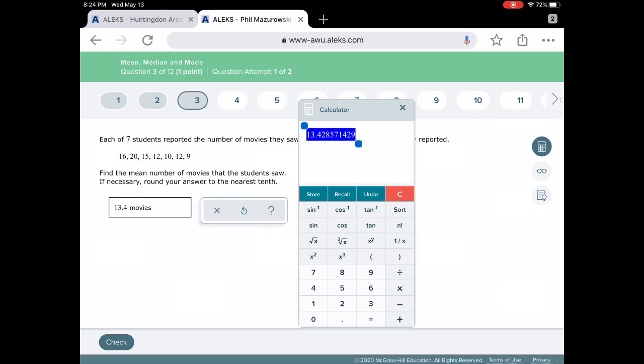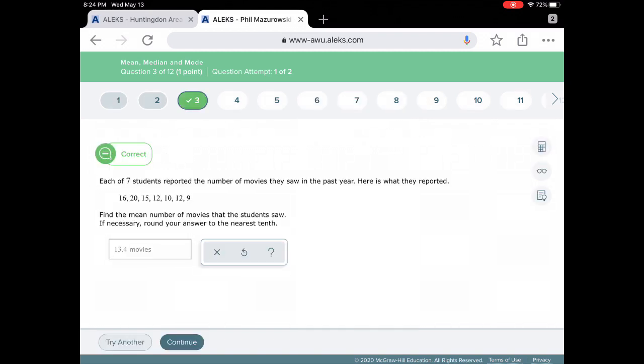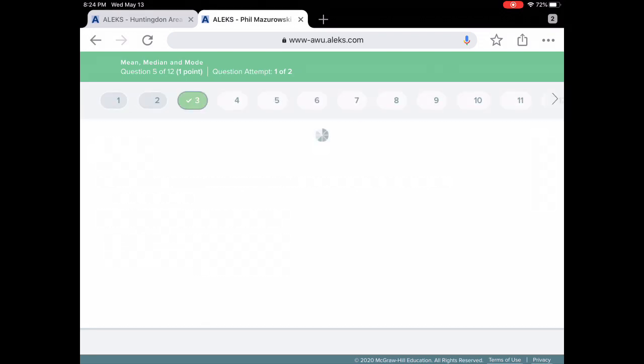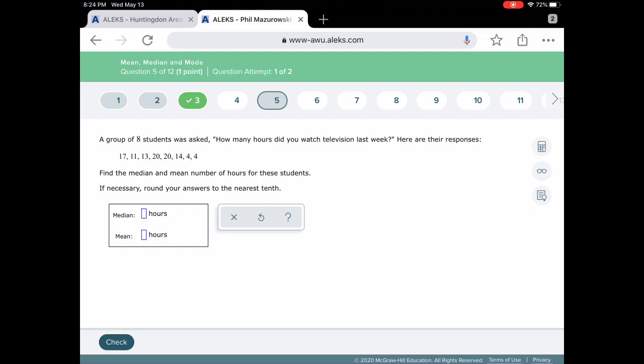And that makes sense. Looking at these numbers, 9, 10, 12, 12, 15, 16, and 20, 13.4 seems pretty reasonable here. So we'll hit check. Got that one correct. Another type of problem we're going to see here: this one actually asks what is the median and the mean.